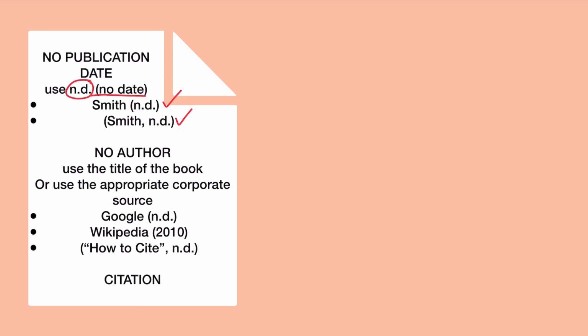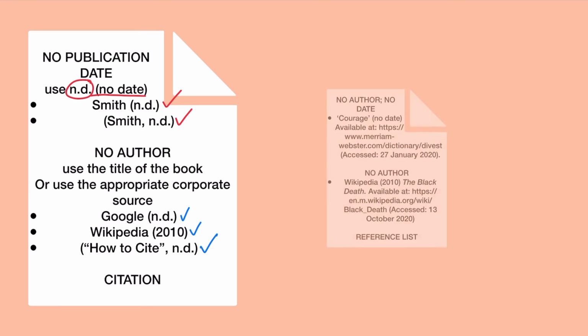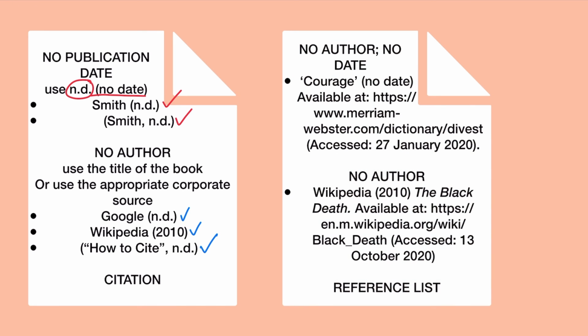And for no author, you can just use the title of the book or use the appropriate corporate source, like Google, Wikipedia, or here where I use the title How to Cite. For the reference list, for no date, you can just put no date in brackets, like this. And for no author, you can either write the title of the book like my first example, or Wikipedia in the second example, as the appropriate corporate source.